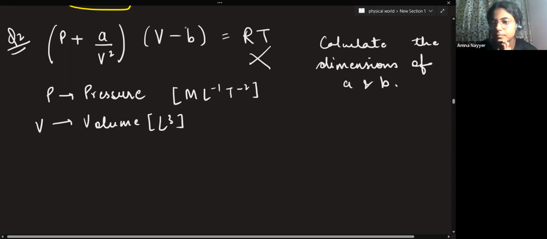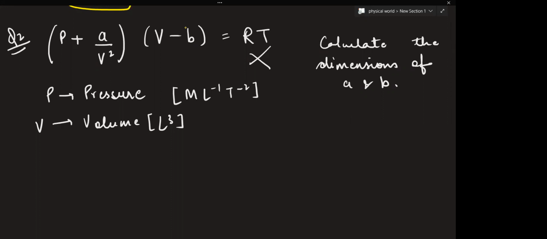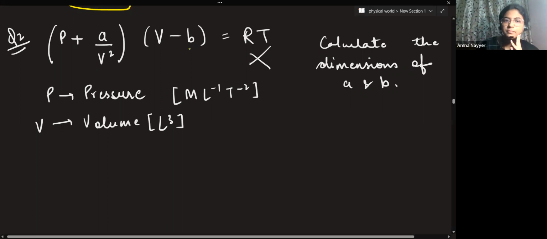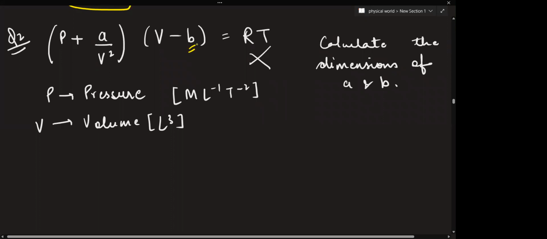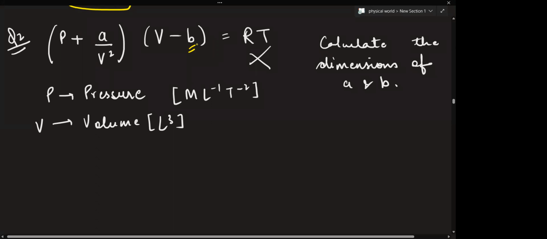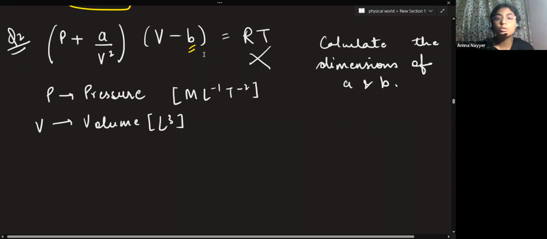B, P or B? B, the constant B. L cube meters per second? Minus L cube? Aram says minus L cube? L to the power minus 3. Yeah, because there's minus B, right? So minus L cube. No.